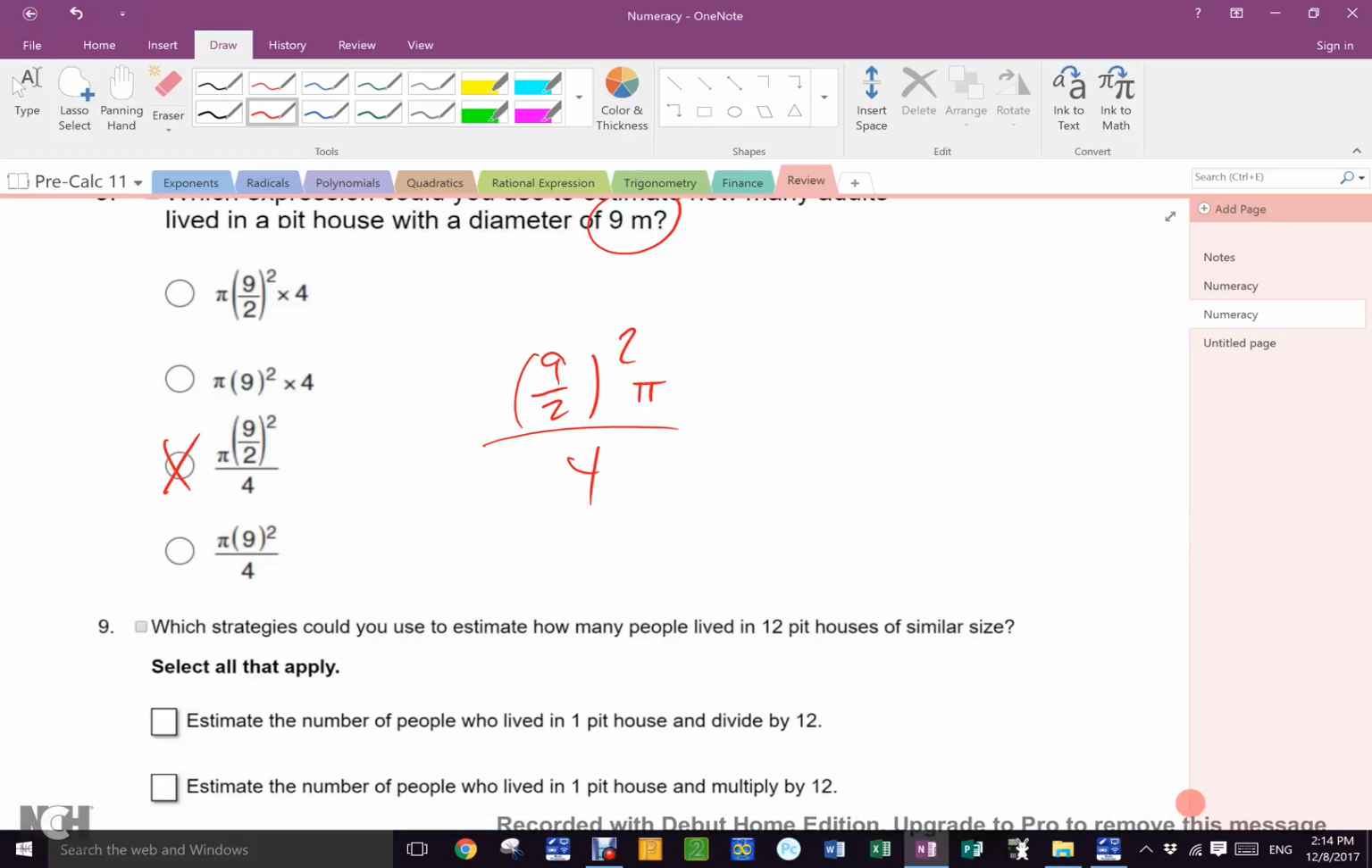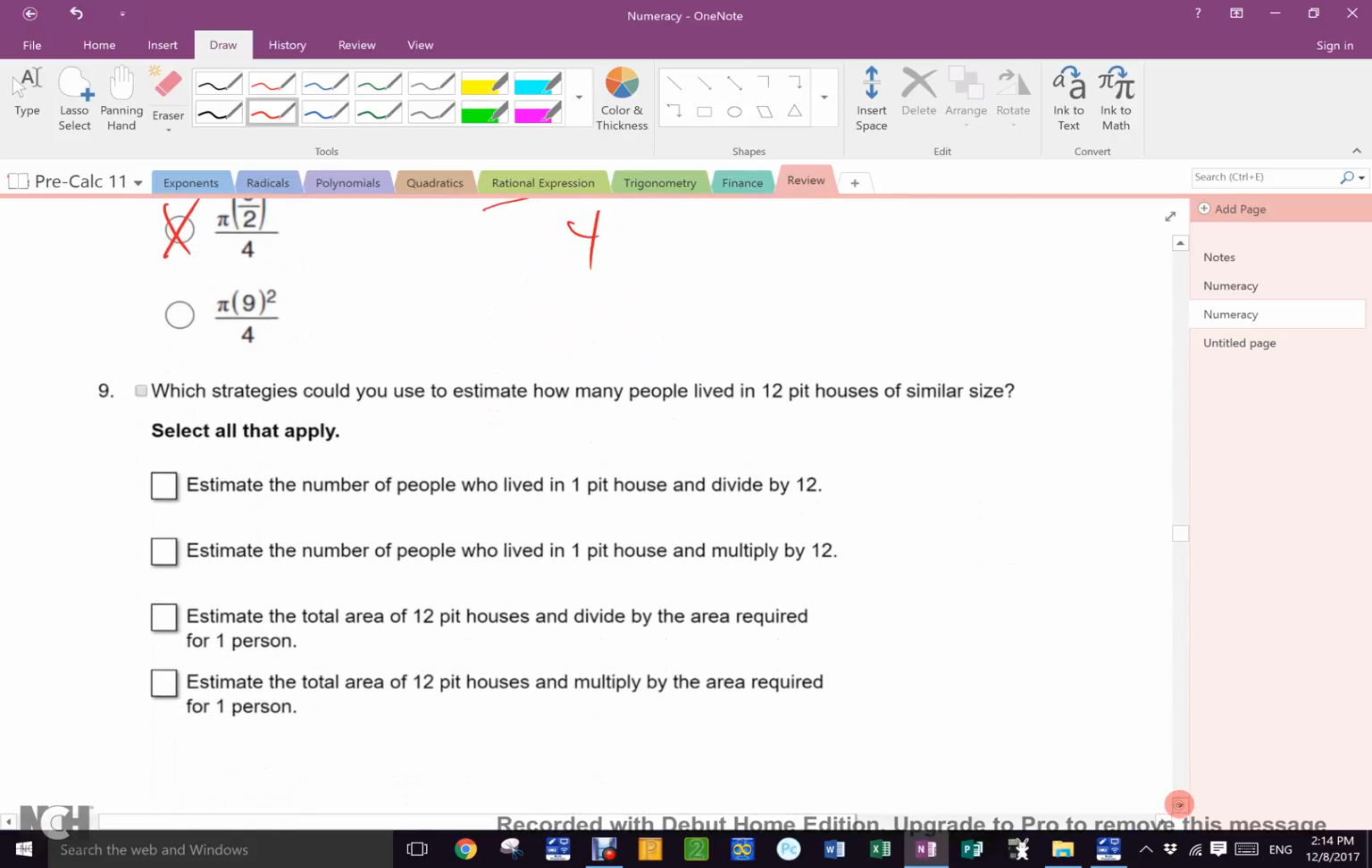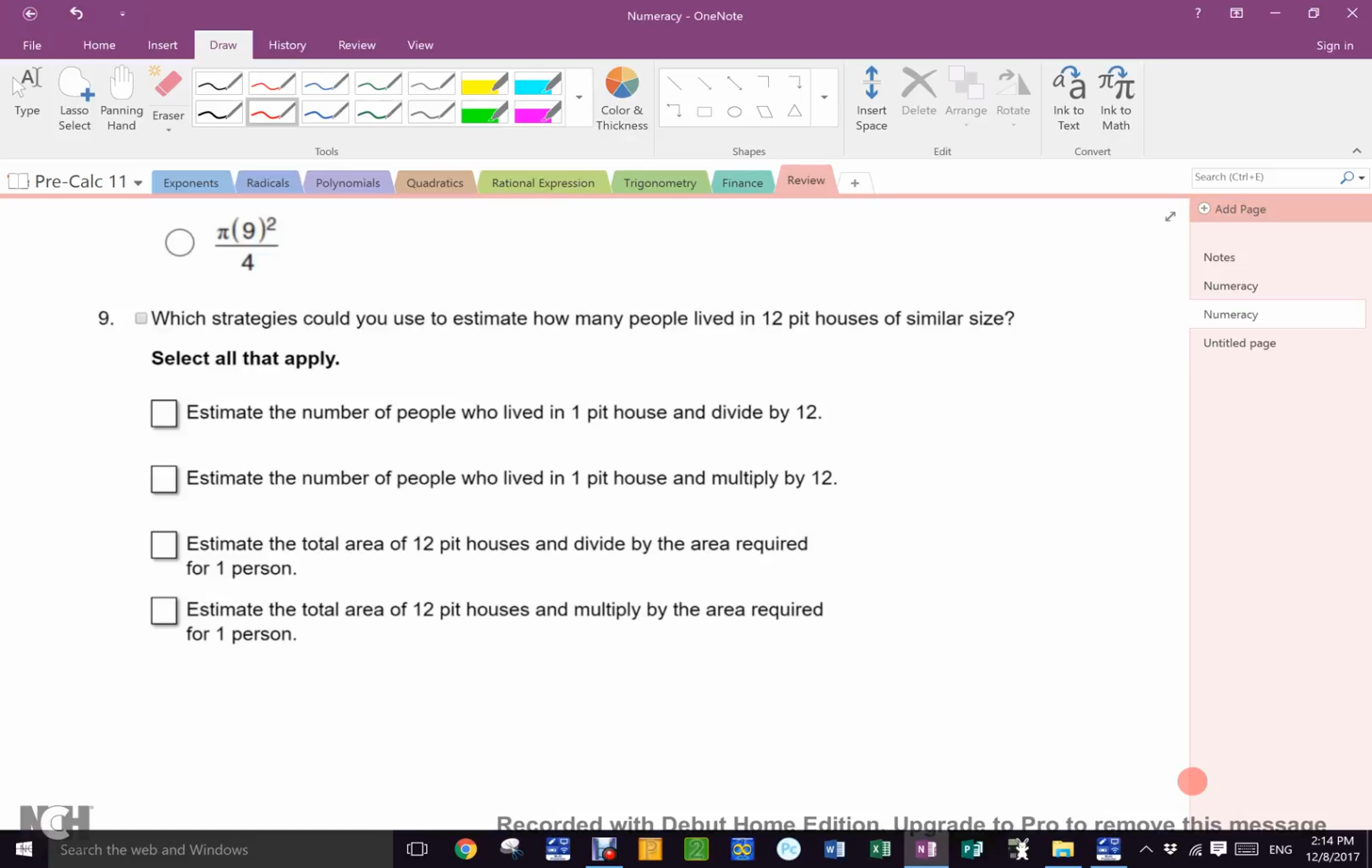All right. How many answers for number 9? I've already given it away. More than one. Which ones are they? 2 and 3. Well done.